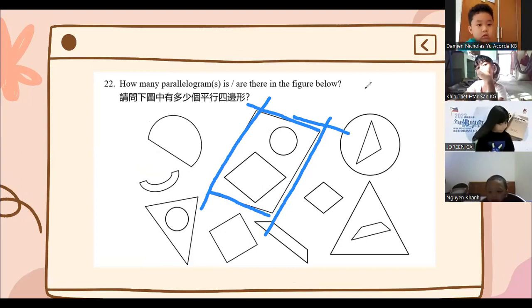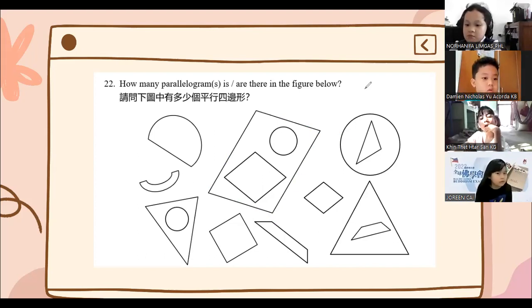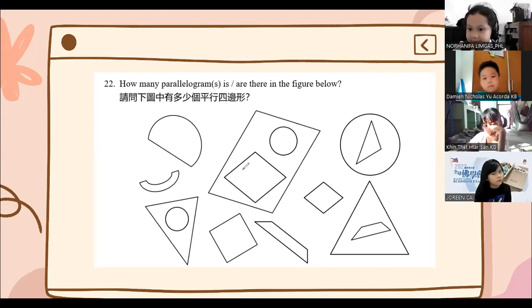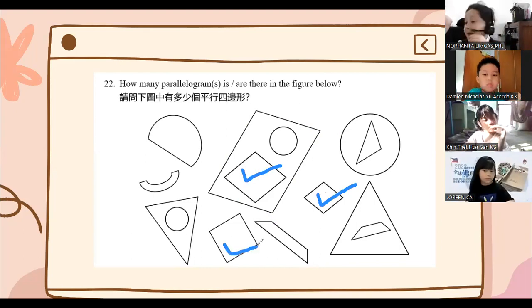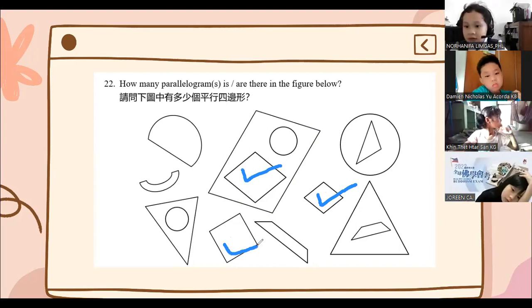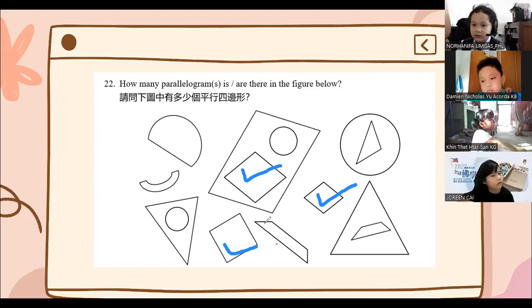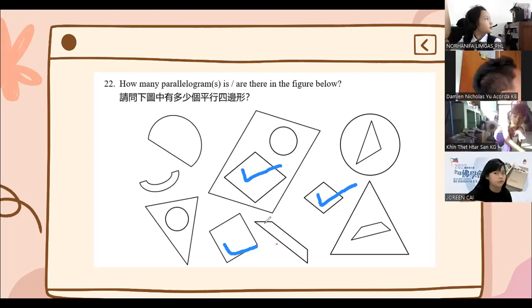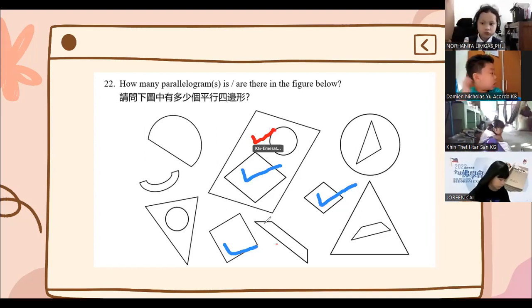Now, since we already know what a parallelogram is, can you please locate where the parallelograms are on the screen? Diamonds. Are you sure? Yes. Okay. Six. What else? This is a parallel. Very good. Diamond again. What else? Which one? Rhombus. Okay. Is this parallel as well? No. Okay. What else? Is there any other answer? No. How many is the total then?